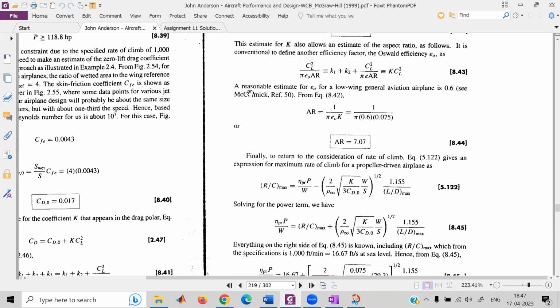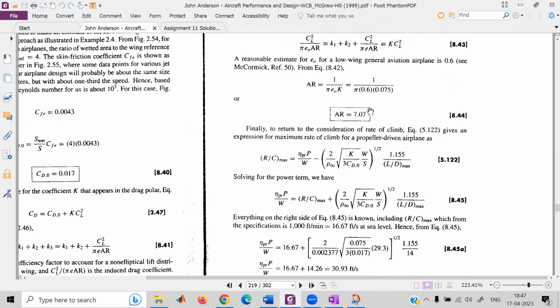It's written in the line here. A reasonable estimate for the Oswald efficiency for a low wing general aviation airplane is 0.6. So he has referred to a book. Every number that we're taking is from somewhere. When you do a thorough study of this chapter, you can understand what references are required to design this thing. But we are just looking at the philosophy of how it is done. We can refer to these numbers later on, and even refine them. But for a first guess of the airplane design, we can refer to previous books. So aspect ratio turns out to be 7.